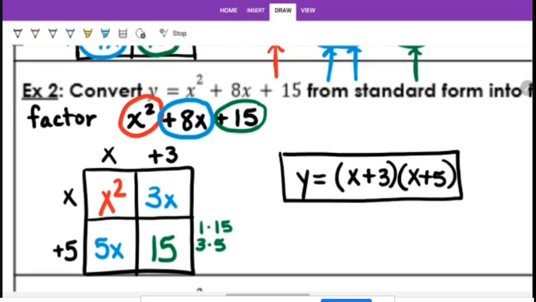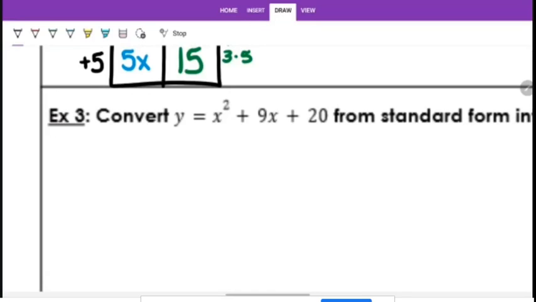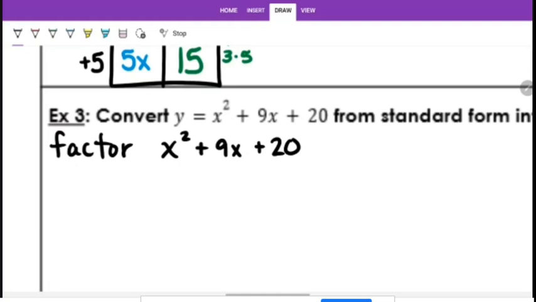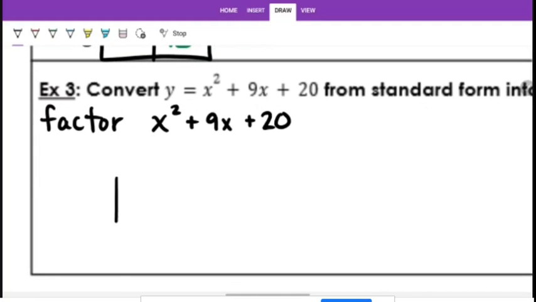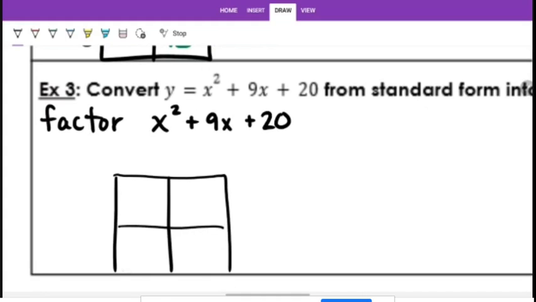All right, great job, everybody. Example 3 is going to be very similar. Our goal is to factor x squared plus 9x plus 20. And I'm going to start off with a generic rectangle in a 2x2 grid.